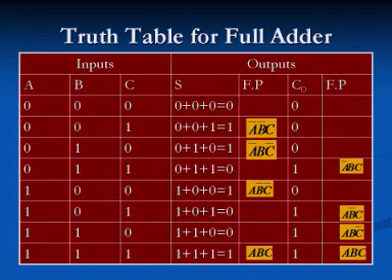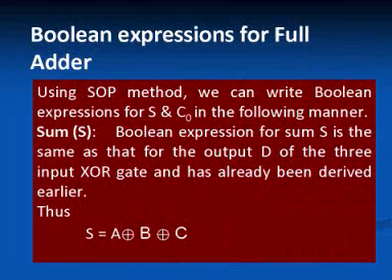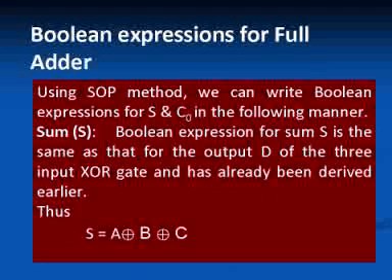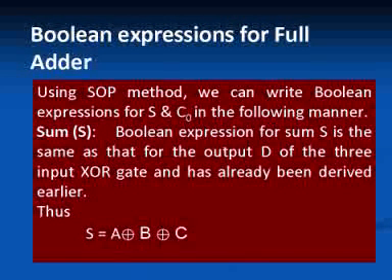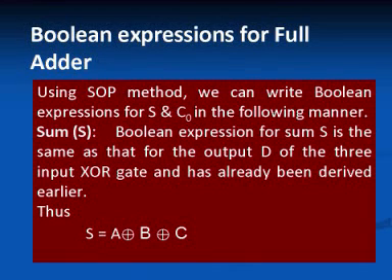Now using the SOP method, we can write the Boolean expression for S and C naught in the following manner. The expression for sum S has already been derived earlier as the expression for the output of a 3-input XOR gate, that is S is equal to A XOR B XOR C. Now let us determine the Boolean expression for carry.